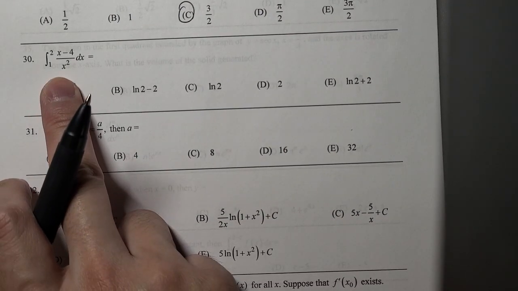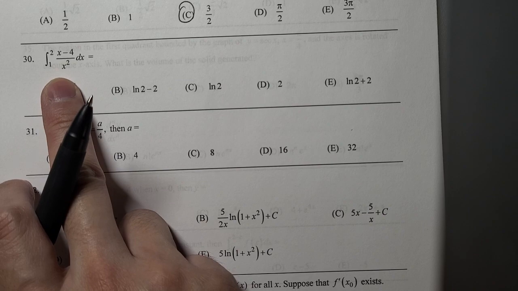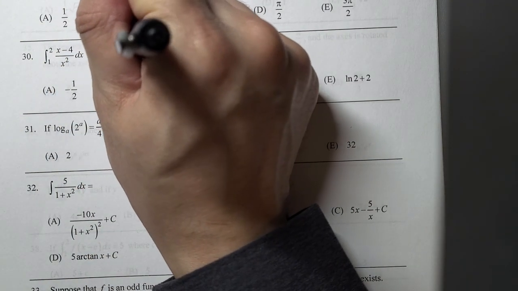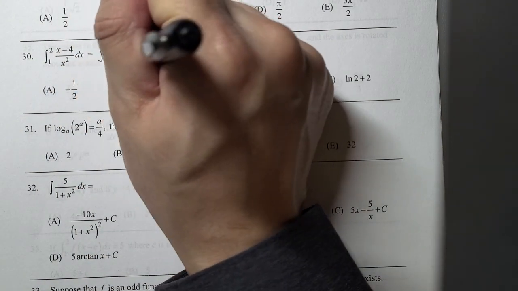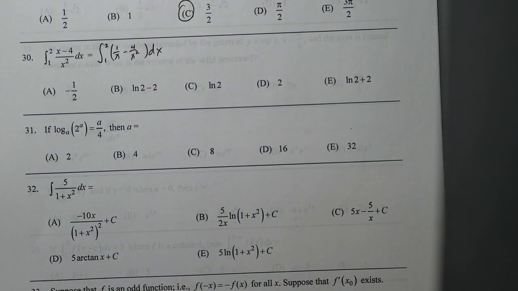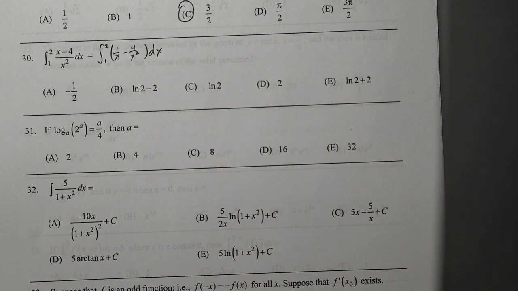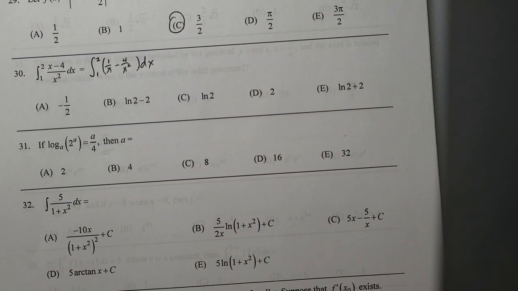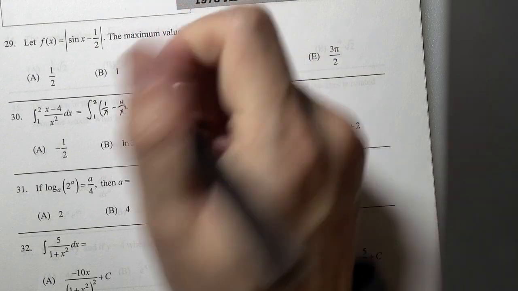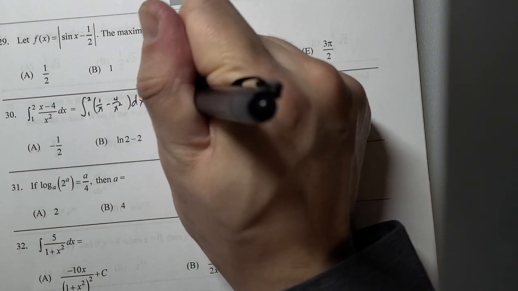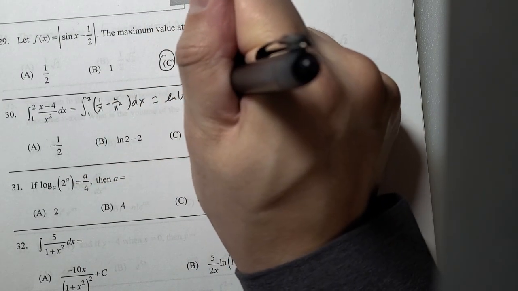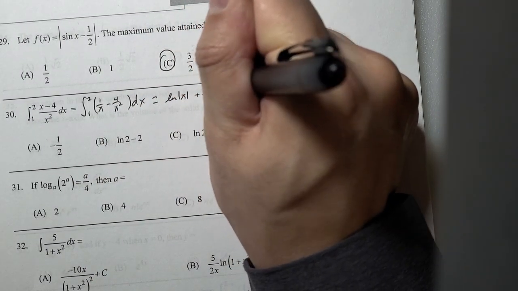The next one, integral from 1 to 2, x minus 4 over x squared dx. We can simply do some algebra. We divide through by the x squared, so we get 1 over x minus 4 over x squared dx. After that, we just find the antiderivative. So this guy is just log. This guy would be power rule, so it'll be plus 4 over x. We evaluate this from 1 to 2.